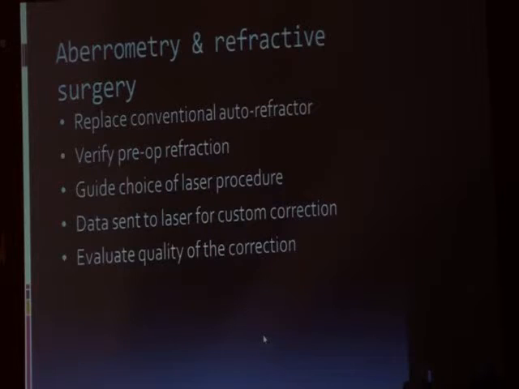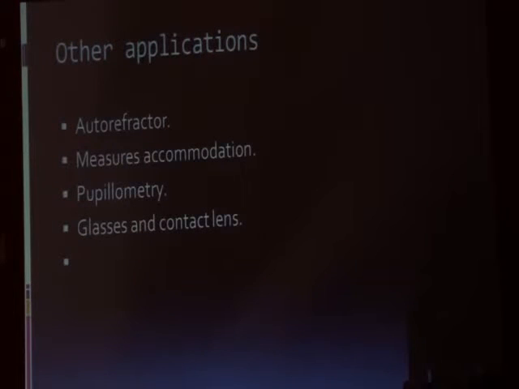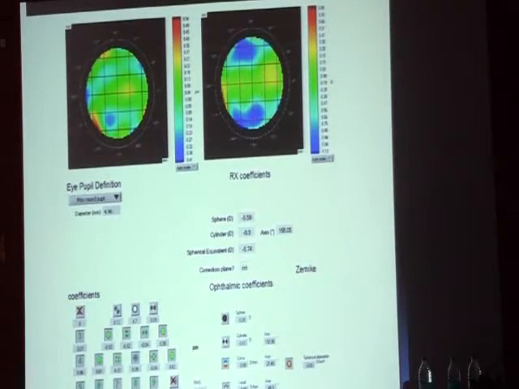And then, how exactly can we use aberrometry? We can use it to verify the pre-op refraction, use it as a guide to choose the different laser procedures, and use the same data for laser customization of the corrective treatment procedure, and to evaluate the quality of the correction at a later stage. Other applications are that it measures the accommodation, which is used in presbyopic correction, which can be LASIK, and then pupillometry, which Dr. Vardhaman mentioned, to measure the visible pupil, and also to make glasses and contact lenses which are based on the wavefront data.